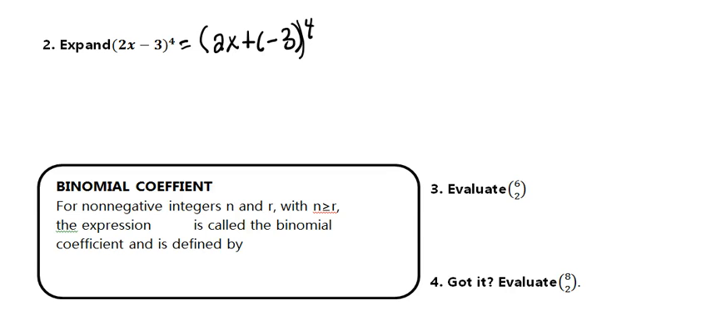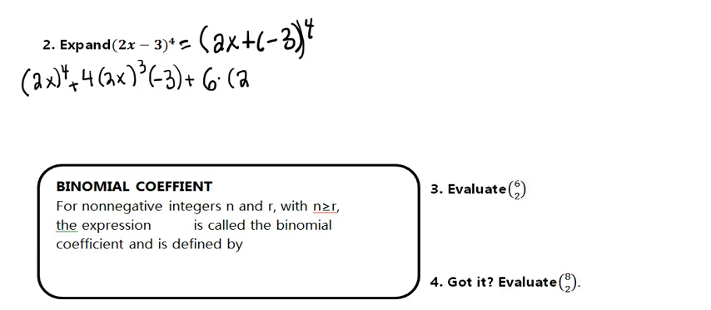Following the binomial theorem expansion, we have our first a to the 4th, which is 2x to the 4th power. Then we have our first coefficient, which is going to be 4 times 2x to the 3rd times our b, which is negative 3. Let's continue on expanding. Our next coefficient in Pascal's triangle is 6, and we have that multiplied by our a, which is 2x, squared, times a negative 3 to the 2nd power.